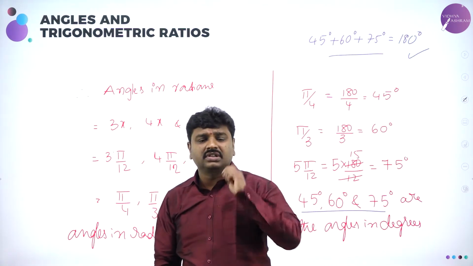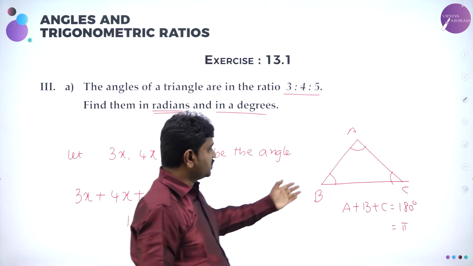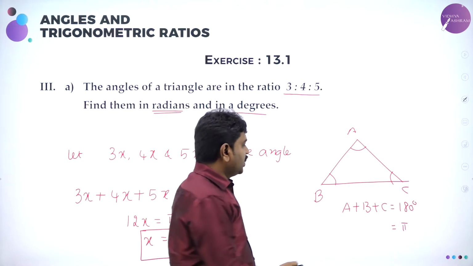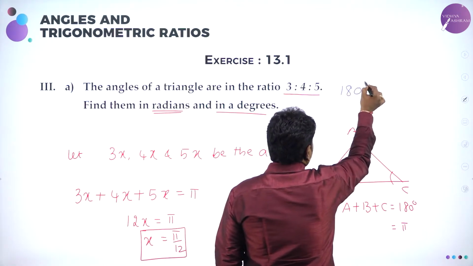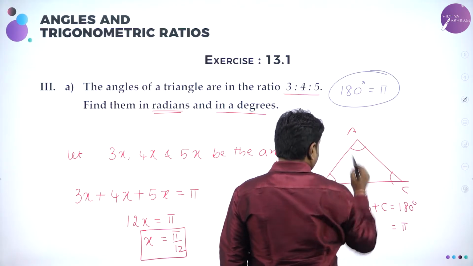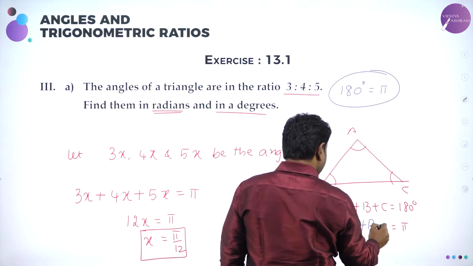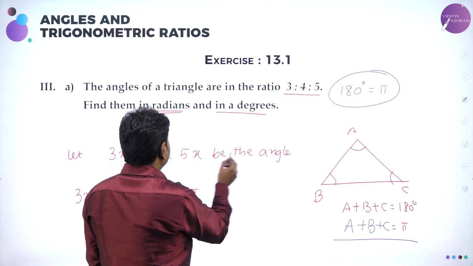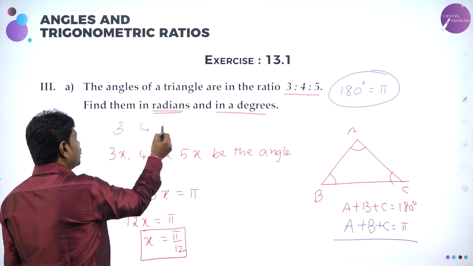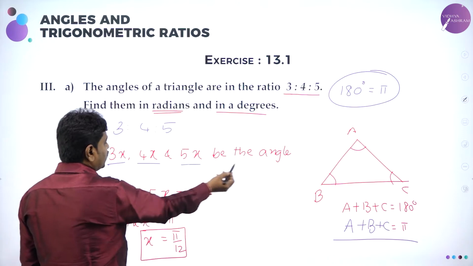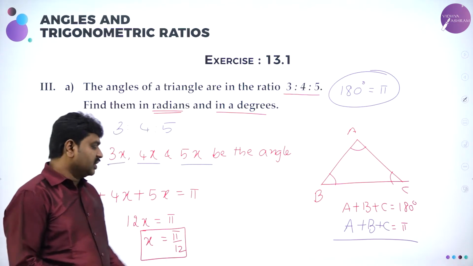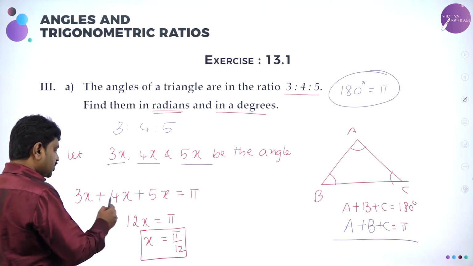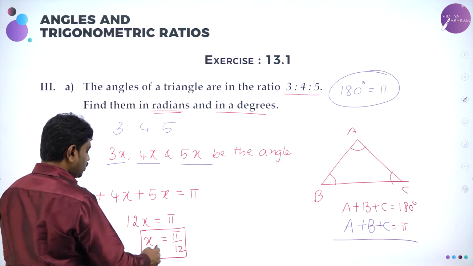So what is the basic to solve this? The first basic is, for any triangle, the sum of the angles is 180 degrees. And you learned that 180 degrees is exactly pi radians. So we can say A plus B plus C is also pi. Now they gave the angles in the ratio 3:4:5. Whenever they give a ratio, take multiples 3x, 4x, 5x or 3k, 4k, 5k and use the sum of the angles. 3x plus 4x plus 5x is pi, and 3 plus 4 is 7, 7 plus 5 is 12, 12x is pi and you'll get x.